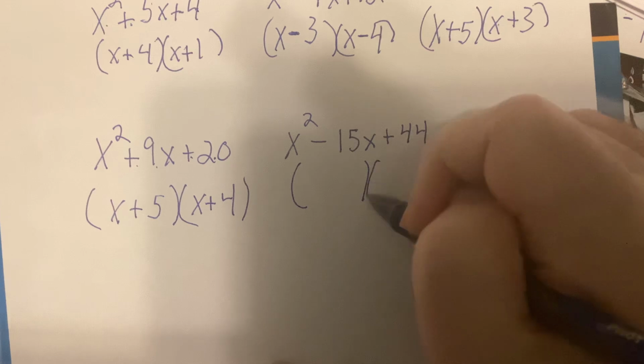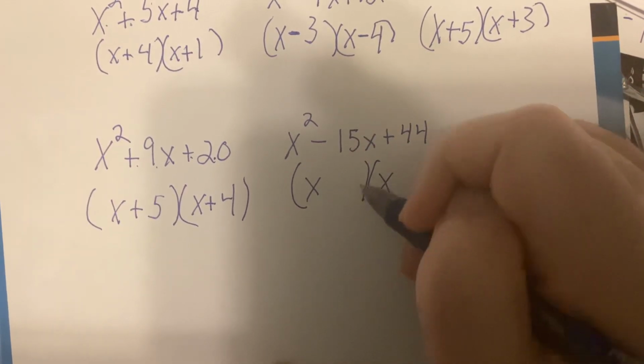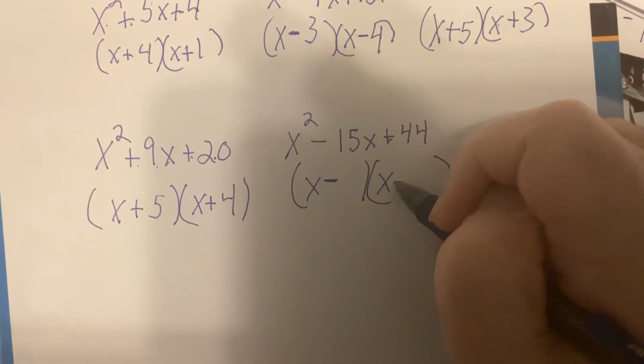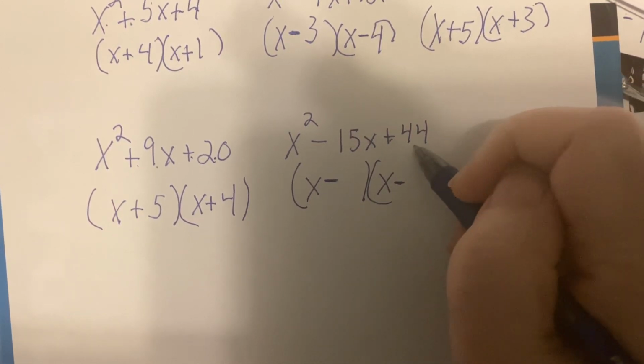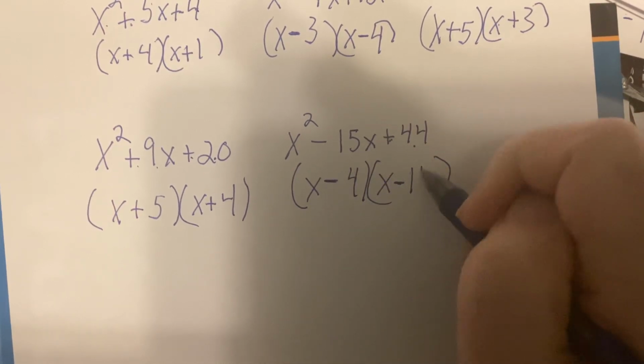Here, x squared is x and x. Last term's plus, so both are the same as the middle. What do you multiply to get 44, but you add to get 15? How about 4 and 11?